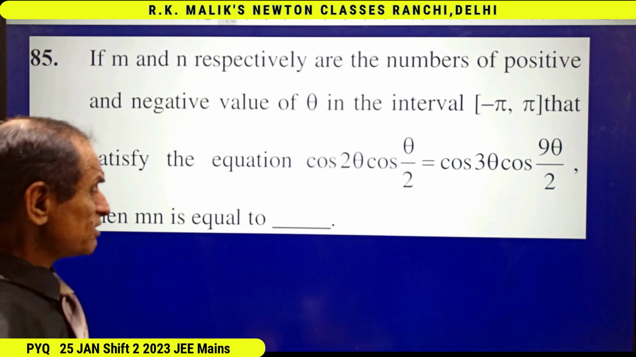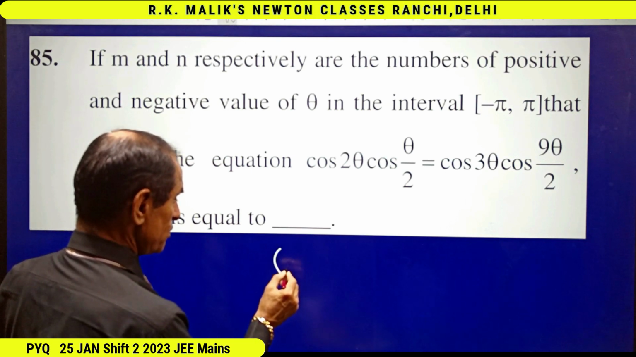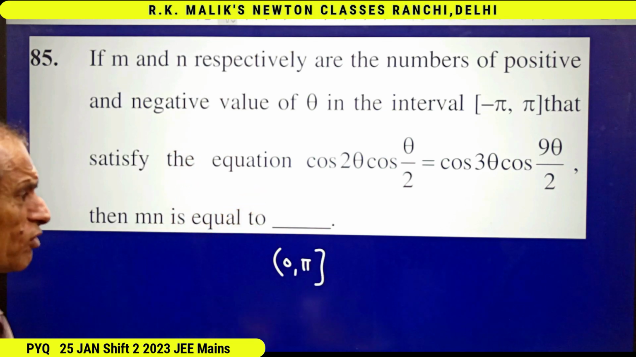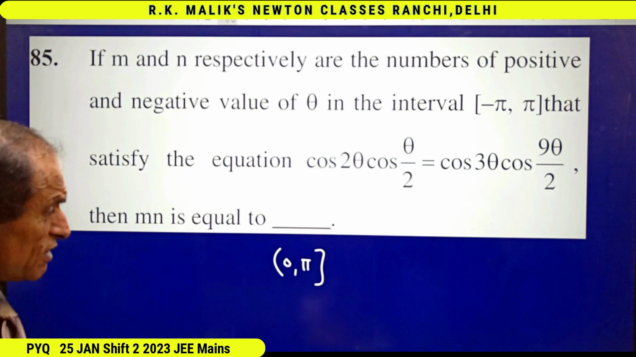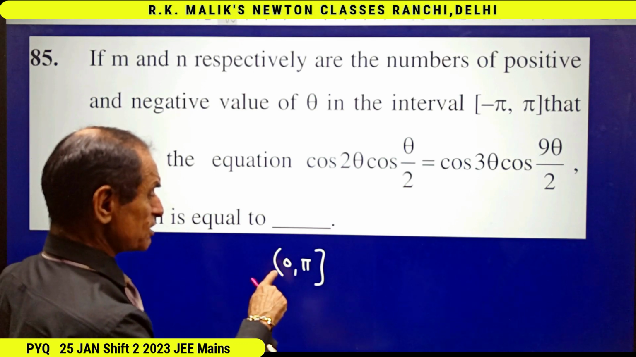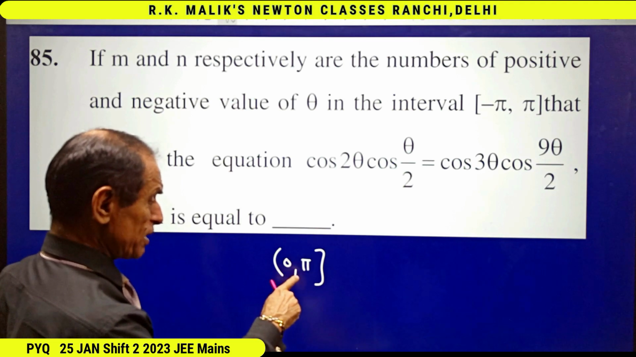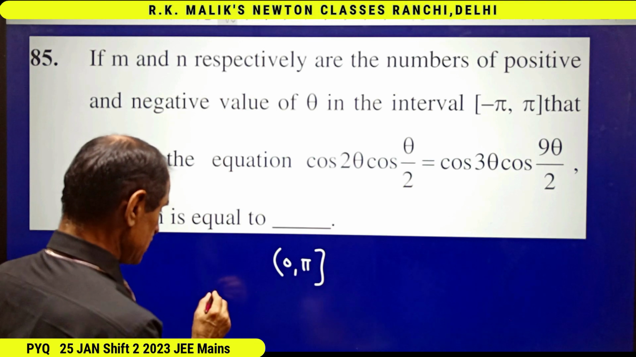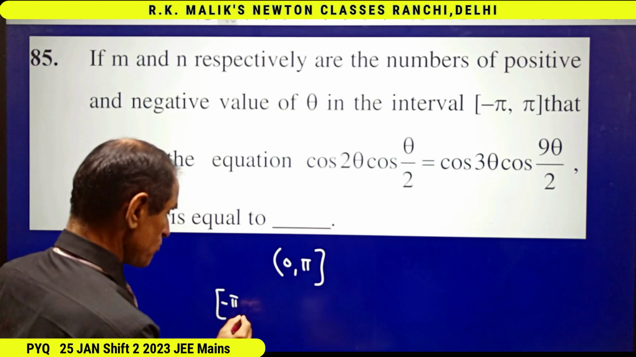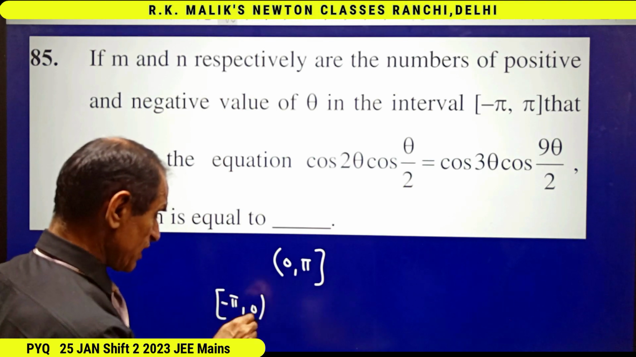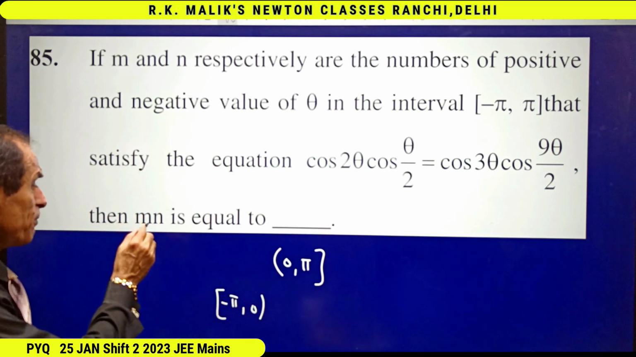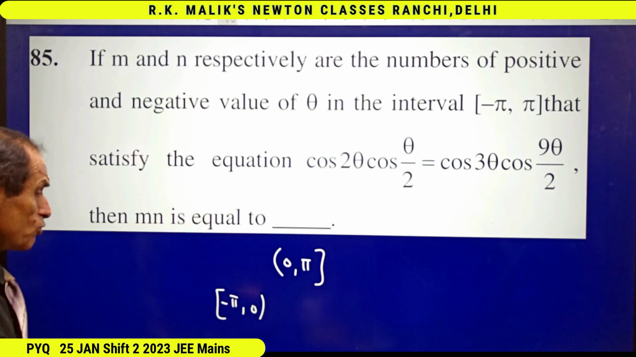Hence, it is sure that the number of positive roots will be equal to the number of negative roots. Hence, I just find the number of roots in the interval 0 to pi. Agreed, 0 is a root, but 0 is neither positive nor negative. If there are 10 roots in the interval 0 to pi, then in the interval minus pi to 0, again there will be 10 roots, and hence you will get the answer of mn as 10 into 10 equal to 100.